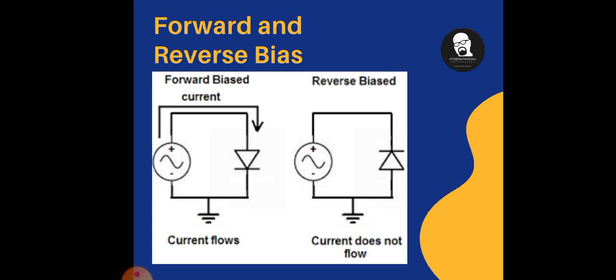In forward bias, you can see that the positive terminal of the battery is connected to the anode, and the negative terminal of the battery is connected to the cathode of the diode. Positive connection done and negative connection done. Such a connection is called forward biasing of a diode, right? So the first picture shows you forward biasing of a diode.